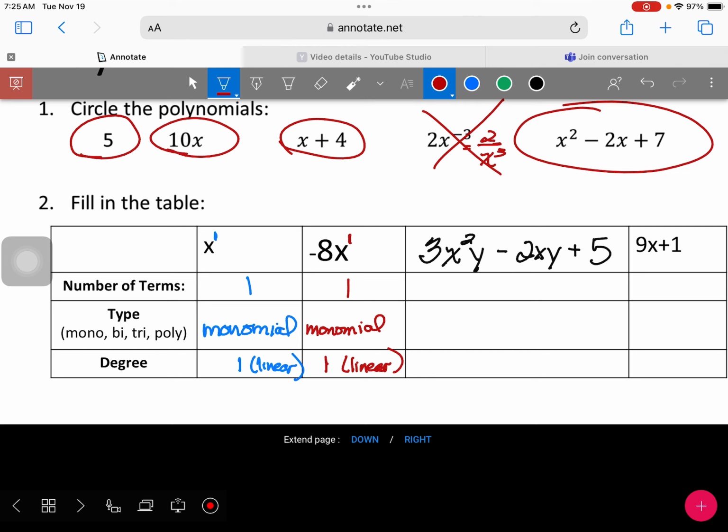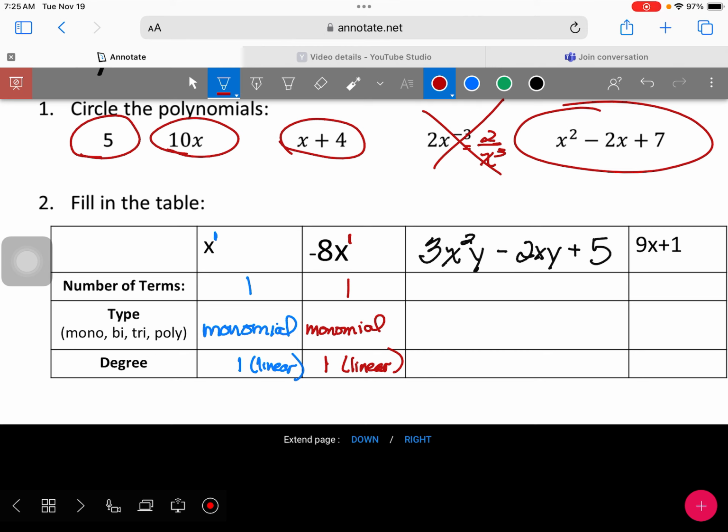How many terms do I have there? David, how many terms? 3x squared y minus 2xy plus 5. Are you done with the test? Yeah, I was just rewriting so you can read it. Okay, well, let's put the computer away or turn it the other way.